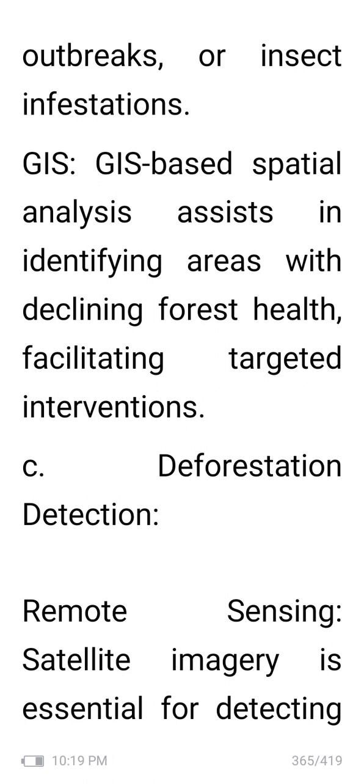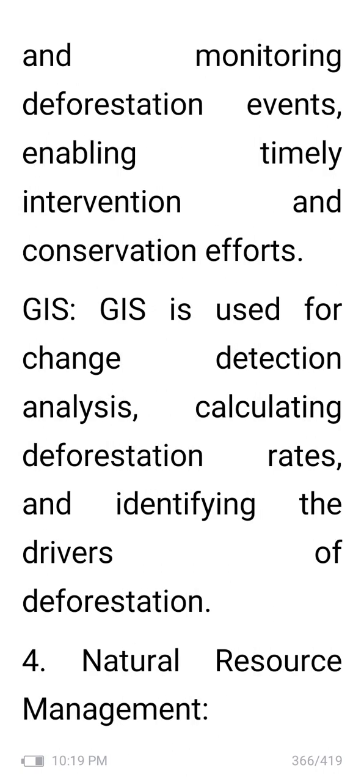Then deforestation detection, remote sensing. Satellite imagery is essential for detecting and monitoring deforestation events, enabling timely intervention and conservation efforts. GIS is used for change detection analysis, calculating deforestation rates and identifying the drivers of deforestation.